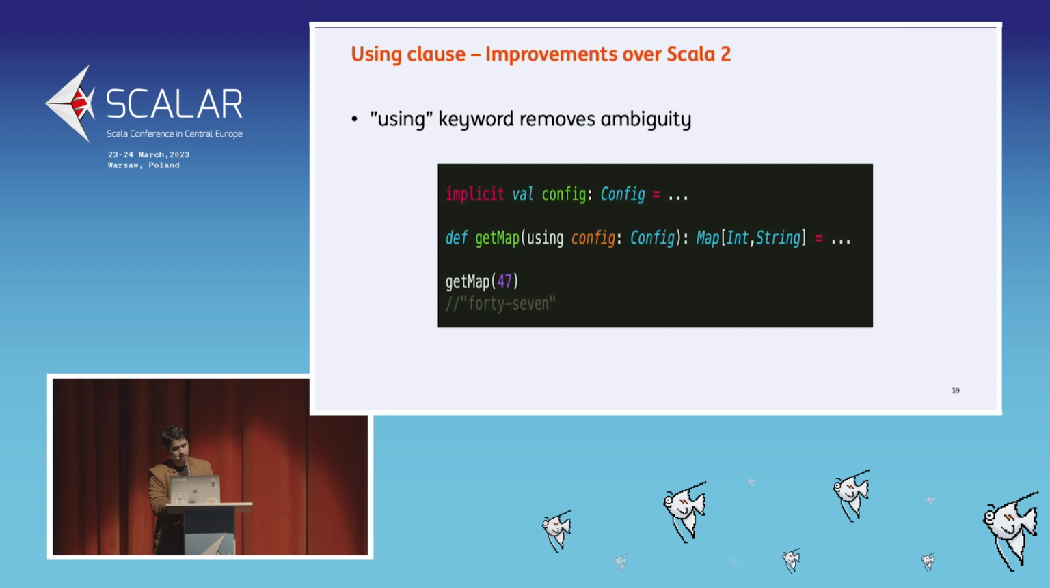So here, the compiler pretty well understands that you want to use the implicit in scope for the config, and the integer is passed to the map apply method, so it works fine. So the using keyword is a replacement for implicit parameters, but has some improvements and some important improvements over the Scala 2 variant.